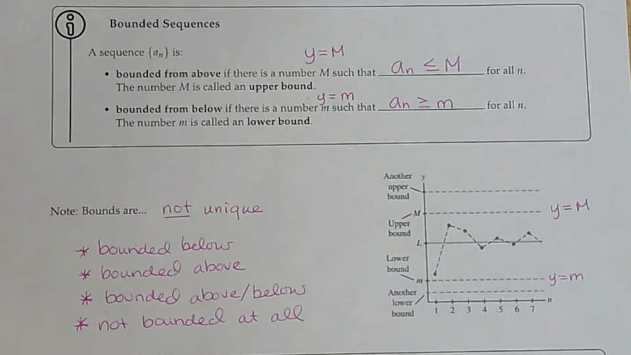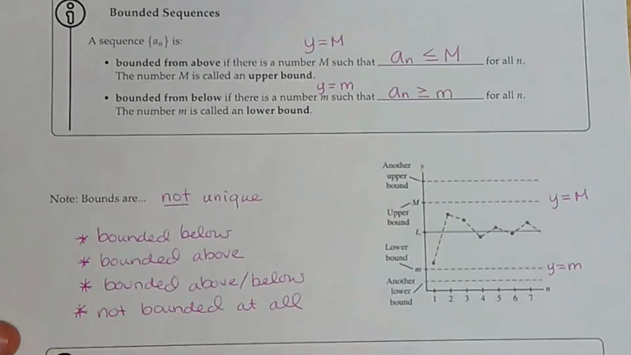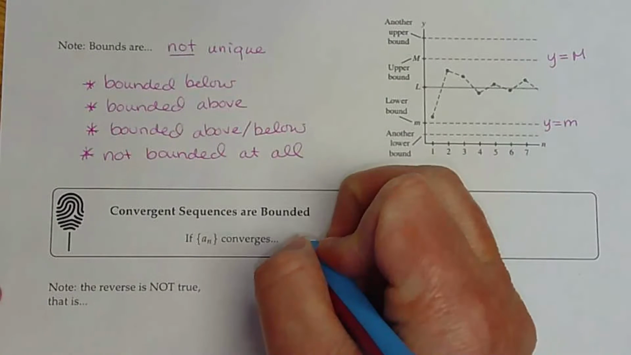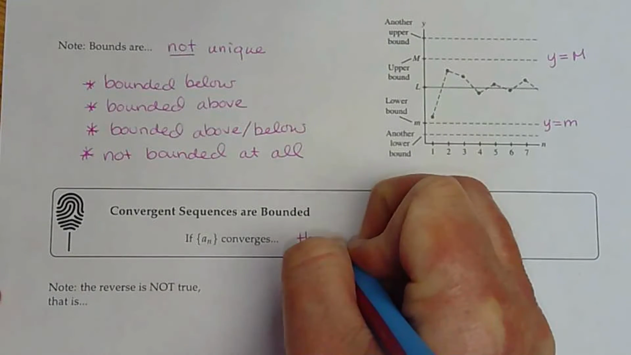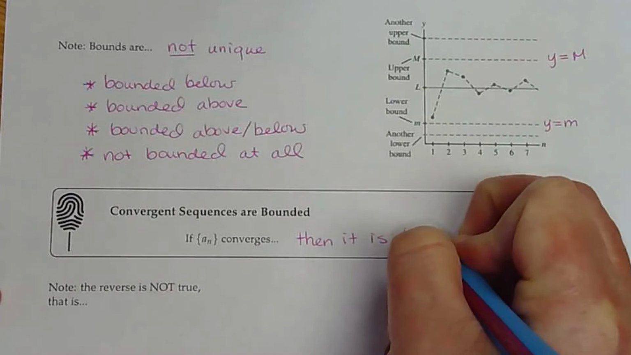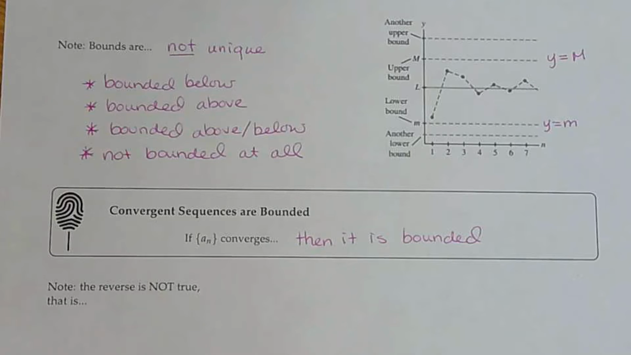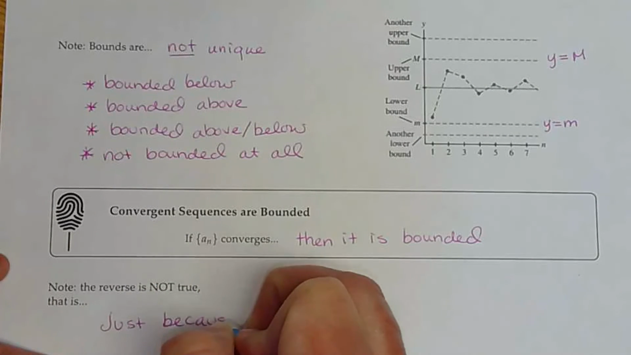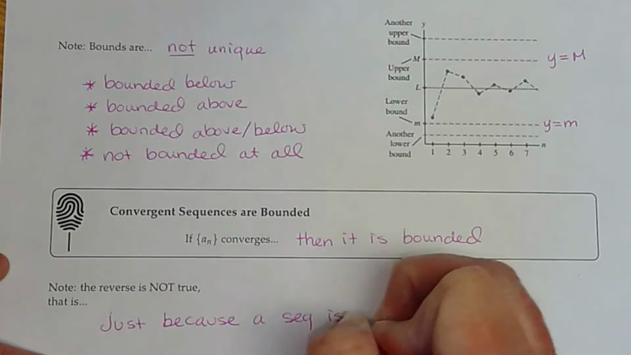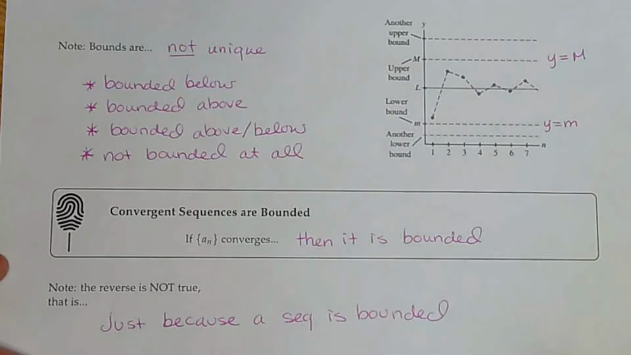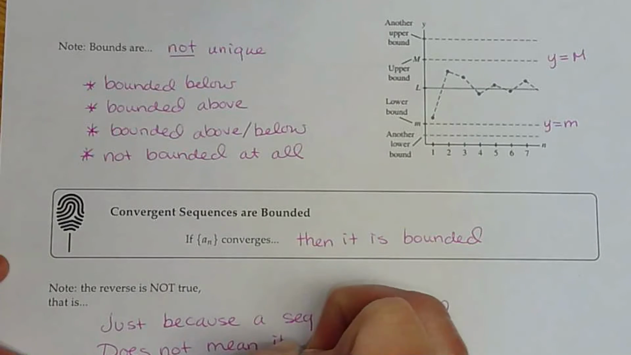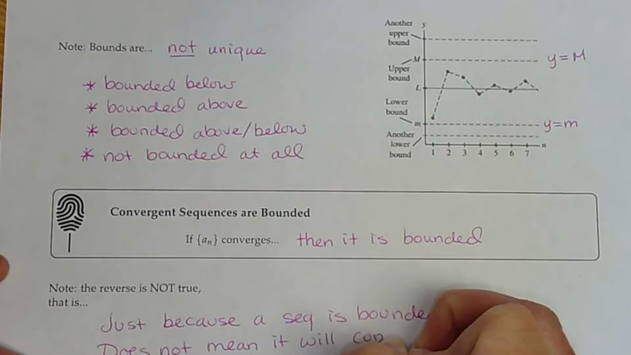So how does this relate to convergence of sequences? It turns out that if we know our sequence converges, then we also know that it is bounded. So if a sub n converges, then it is bounded, which is a nice property to have. One thing to note is that the reverse is not true. Just because a sequence is bounded does not mean that it is guaranteed to converge. Let's look at an example of that.